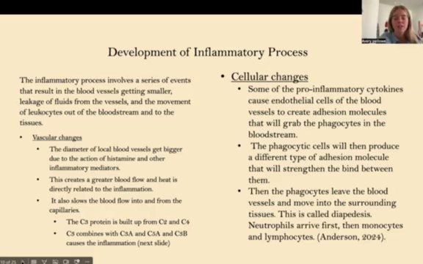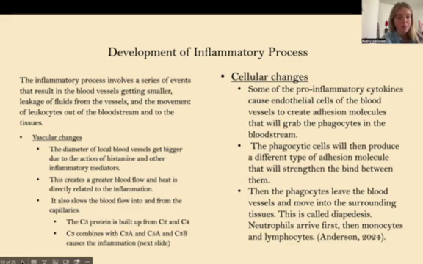This also makes the vessels more permeable, allowing fluid and immune cells to move into the tissues. And then we're going to talk about this on the next slide as well, but the C3 protein plays an important role here. It's formed when the C2 and C4 combine, and it splits into C3 and C5a, which will cause inflammation and develop the inflammatory process.